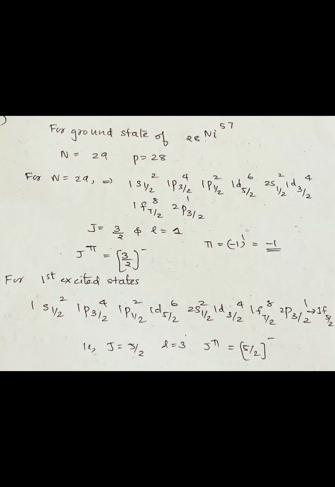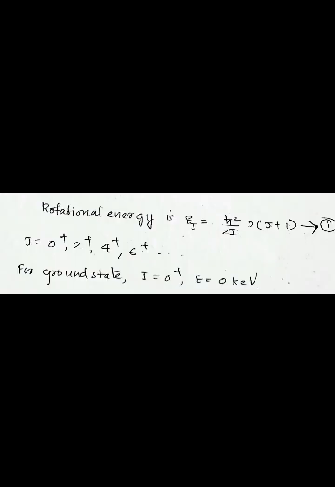So for the ground state, J pi = 3/2 minus, and for the first excited state, J pi = 5/2 minus. The next question is: the first excited state of the rotational spectrum of the nucleus 92 uranium 238 has an energy 45 keV above the ground state. The energy of the second excited state in keV is dash.